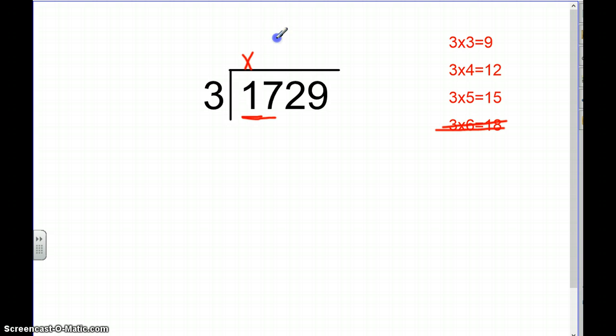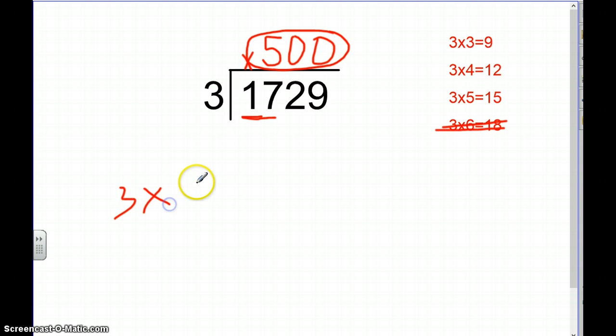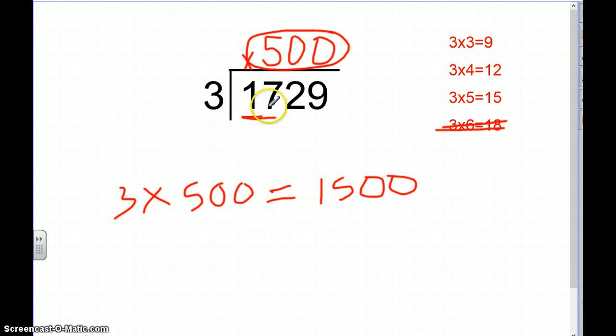So that tells me that the closest I can get to 17 is 3 times 5, which is 15. So I go ahead and I put my 5 right here. And then for these other 2 places, all I have to do is put zeros. So I'm going to answer my question. 1,729 divided by 3 is about 500. Okay, and I can check because 3 times 500, I think to myself, okay, well, I know that 3 times 5 is 15. So I'm going to add my 2 extra zeros. 1,500 is pretty close to 1,729. So it's a good estimate.